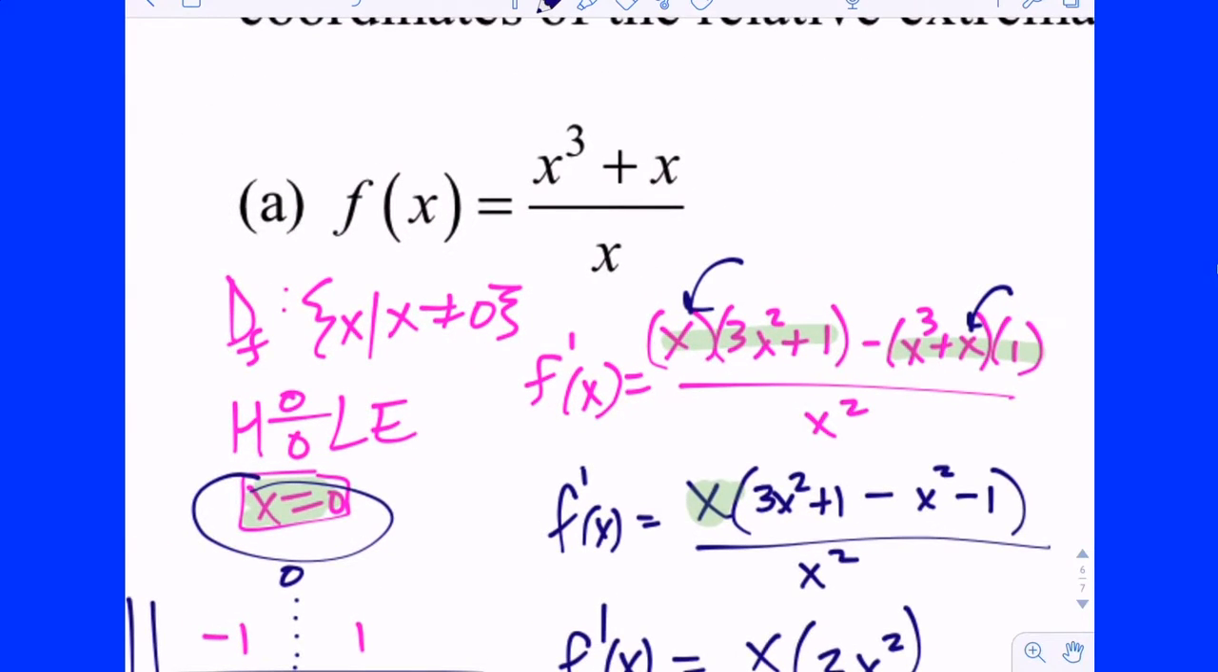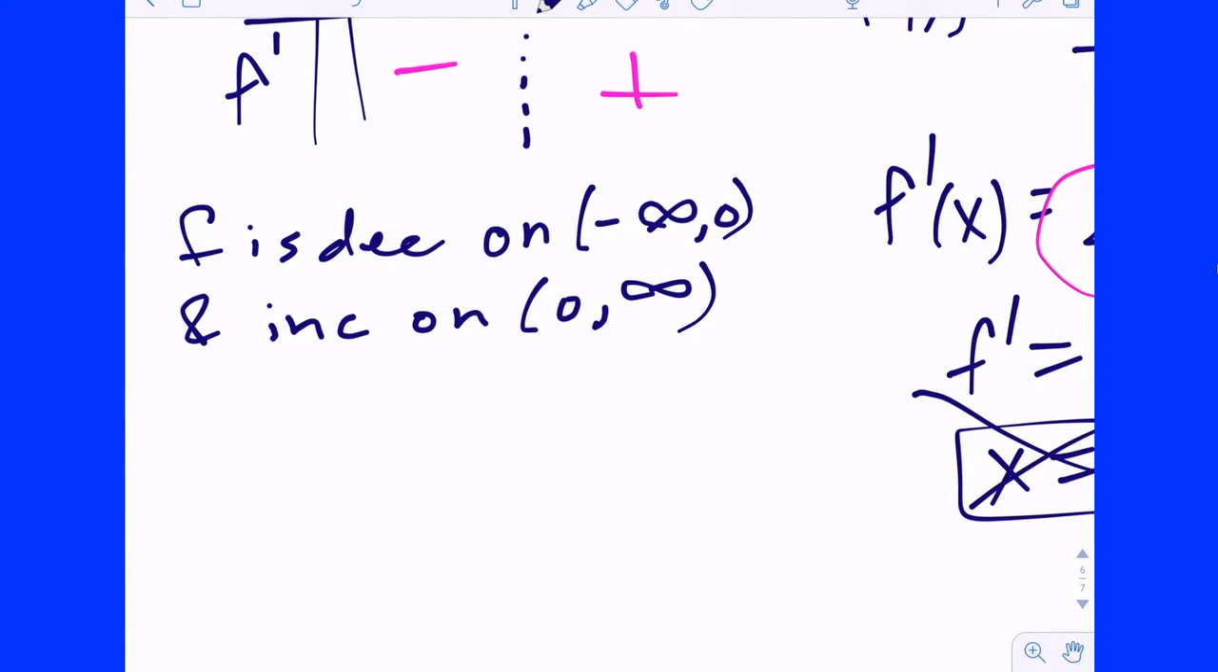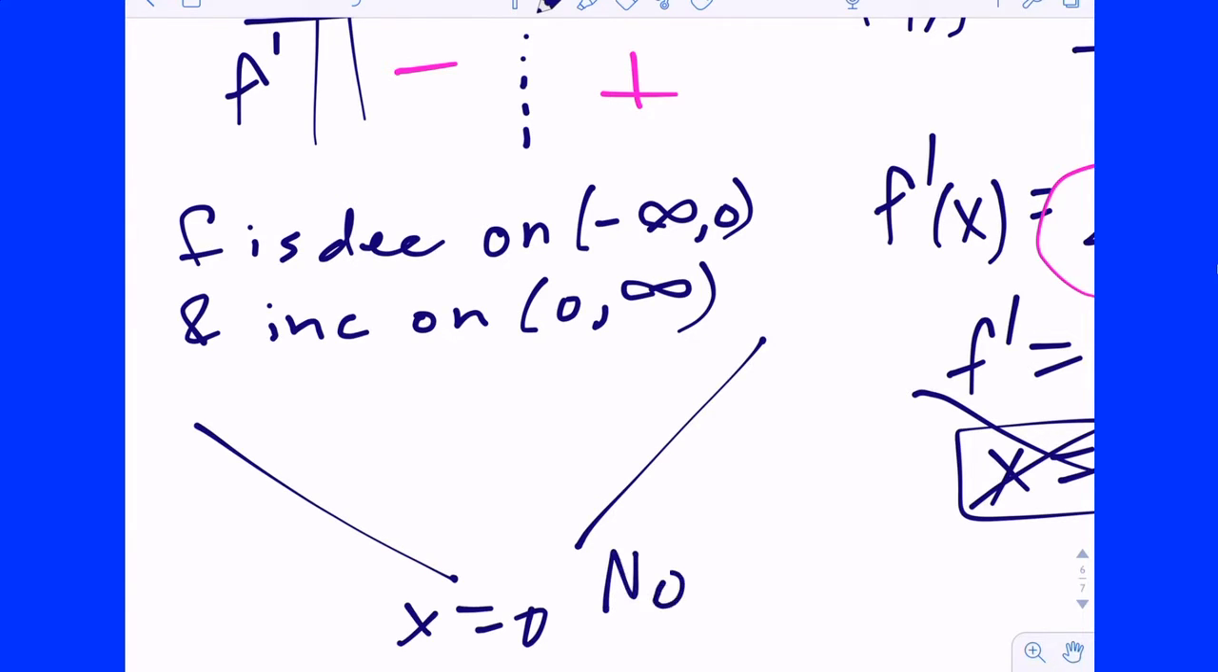The function is not defined at 0, right? It's decreasing everywhere to the left of 0 and increasing everywhere to the right of 0. The only place where there would be a local extrema would be at 0. It would be a local min if it were defined there. Is it defined there? No, it's not. So we'd have no local extrema, simply because it's decreasing everywhere to the left and increasing everywhere to the right.